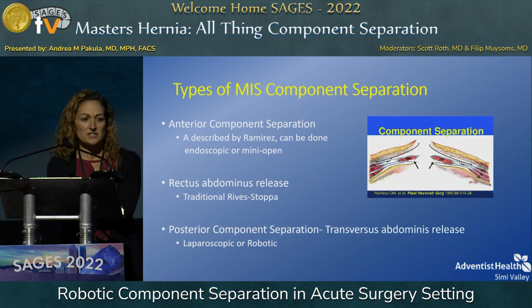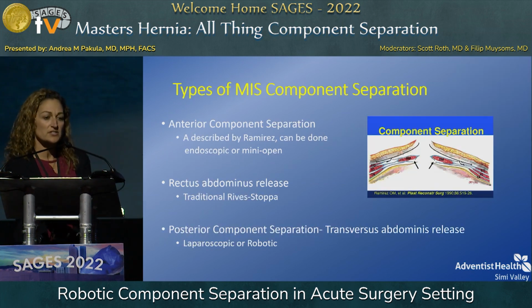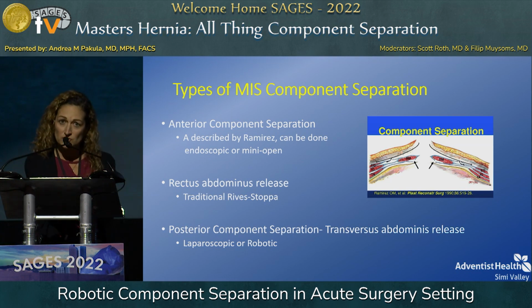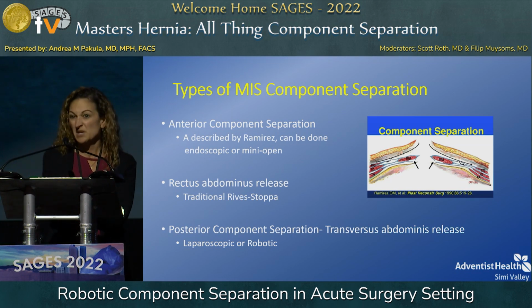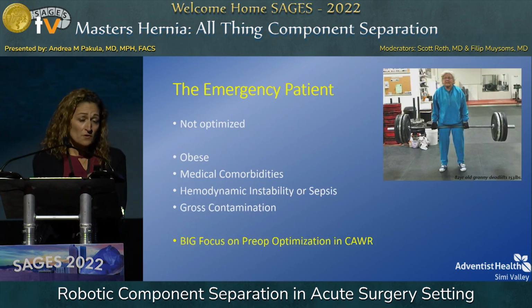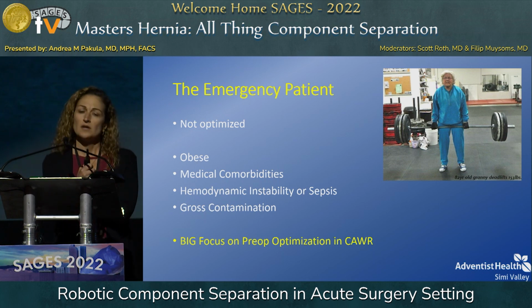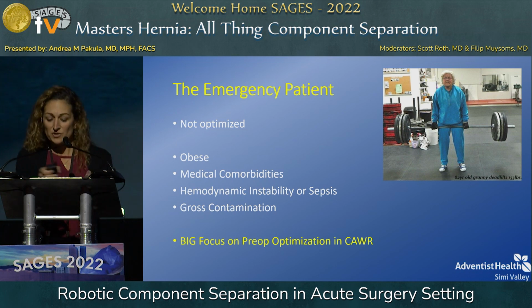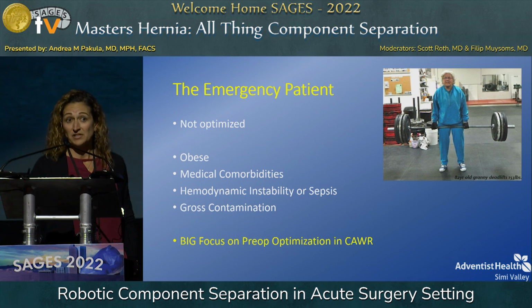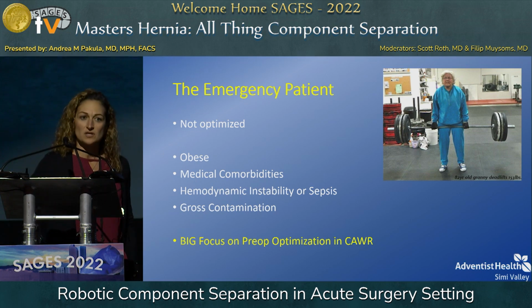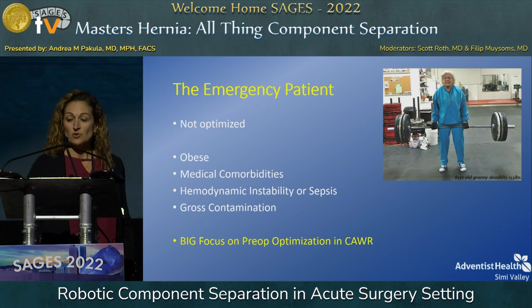So again, we've heard about the anterior component separation. There's the rectus abdominis release, or the traditional Rives-Stoppa, and then the transversus abdominis release, all of which can be done in a minimally invasive fashion. However, for the emergency patient, these patients are not optimized, right? Oftentimes these patients are coming in, they're potentially elderly, they're obese, they have a number of medical comorbidities, and depending on the reason why they're coming in emergently, they may be hemodynamically unstable or even septic, and there may be gross contamination. We spend so much time when we're talking about complex abdominal reconstruction at the various hernia meetings and in these different sessions on really focusing on pre-op optimization. We can't do that in the emergency setting.